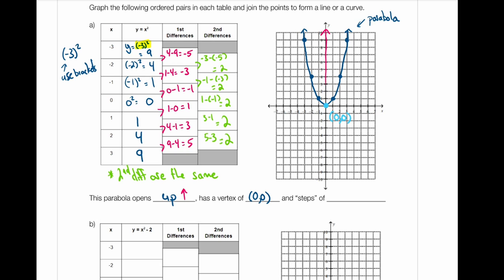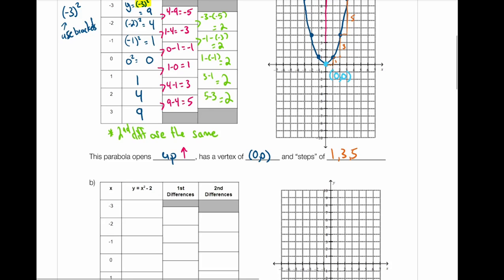And lastly, our steps. How we figure out our steps is how much we go up by to every point. If I look at this, I go up 1 to the first point. The next one I go up 3, and then I go up 5. So here my steps are 1, 3, 5. So those are what we consider our steps. You may also see it as jumps.